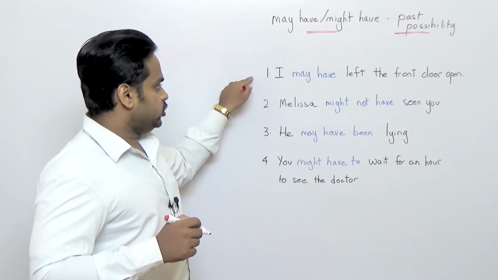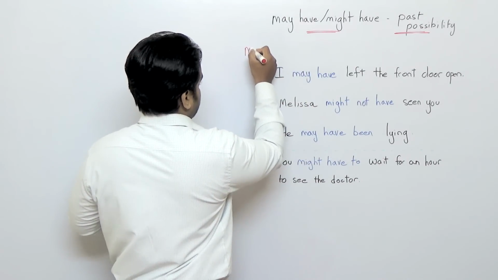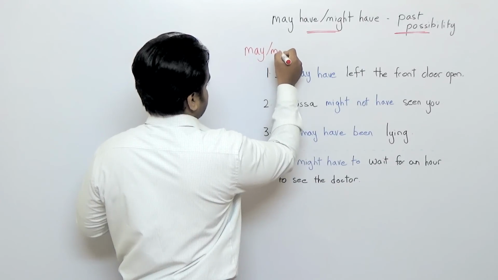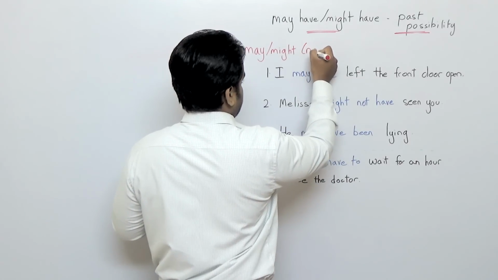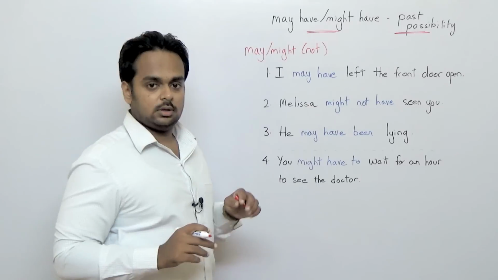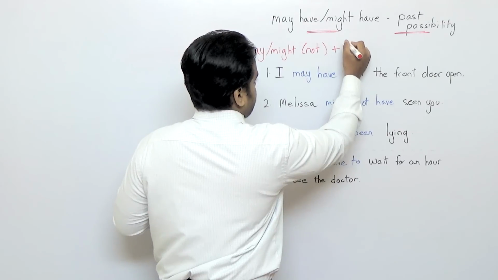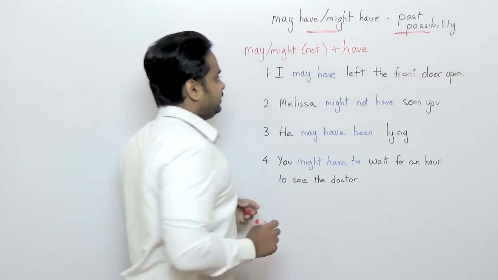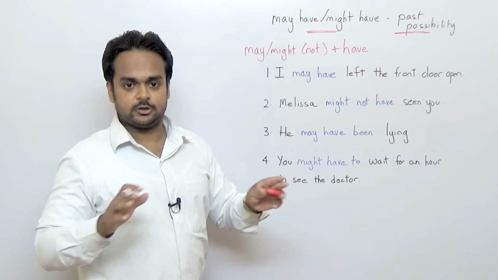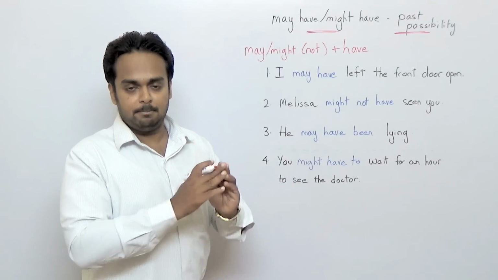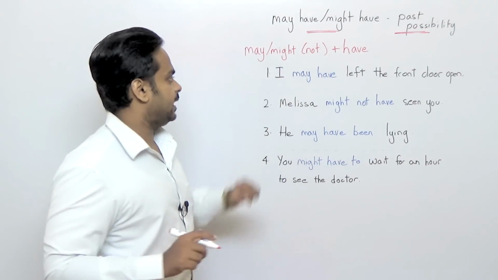Now, in this sentence, notice the form of this structure. You have may or might. And I'm going to put not in brackets because not is optional. It can be may or might not as well. Plus you have have, and this cannot change. There's no have, has business because it's always only may have or might have. No may has or might has. That's wrong. Okay? So may have or might have.